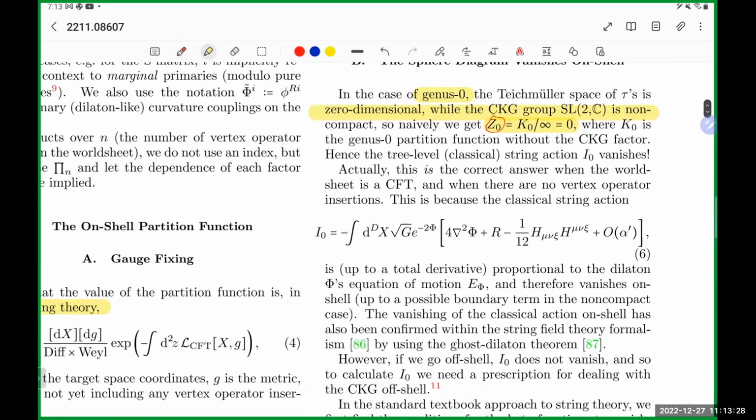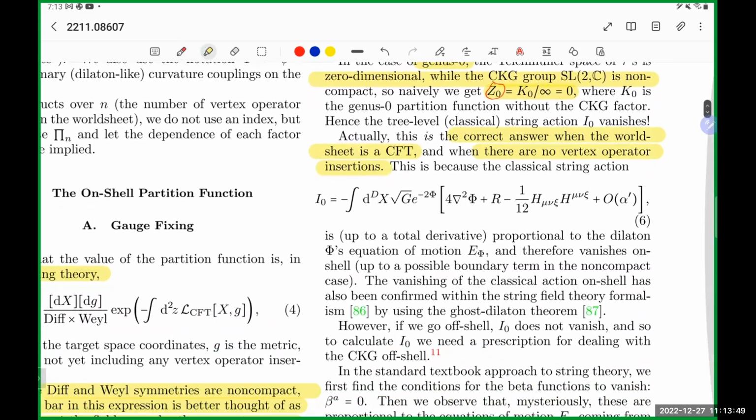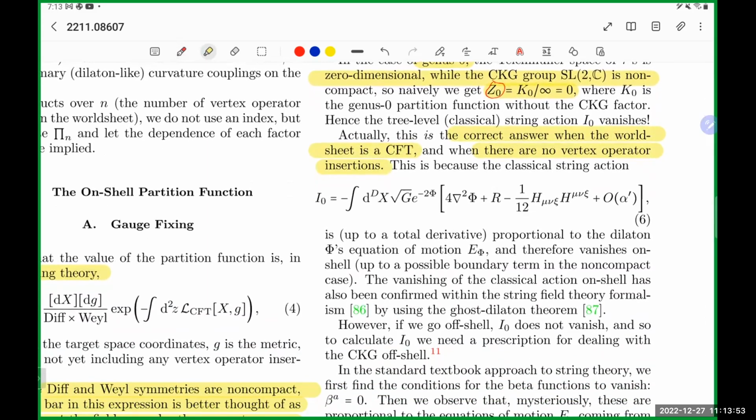But this is the correct answer only when on shell, that is to say when the world sheet theory is a CFT, and only also correct when there are no vertex operator insertions. Okay. And this is because of what you and I discussed before: this infinite volume of the conformal Killing group is related in target space to the fact that the dilaton equation of motion is proportional to the action itself. Right? As we discussed before, modulo a boundary term if you have a non-compact target space. If you have a non-compact CFT, then you're left with a boundary term. For compact CFT it vanishes on shell because of the dilaton.